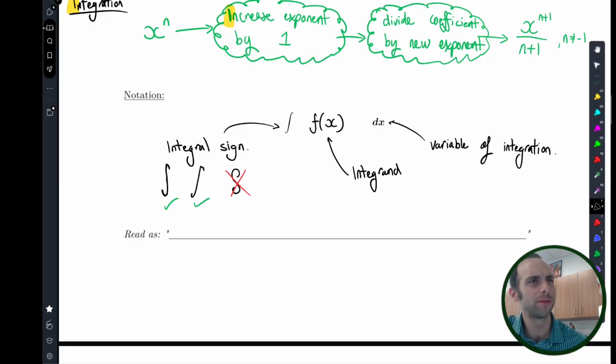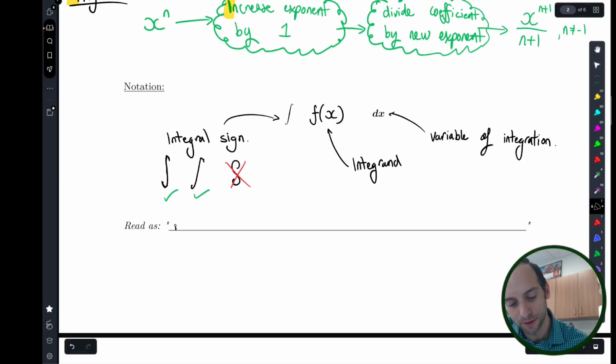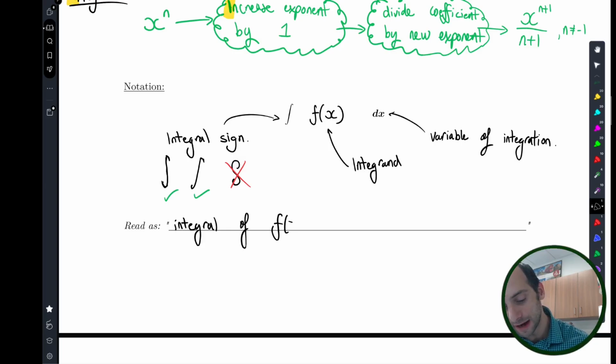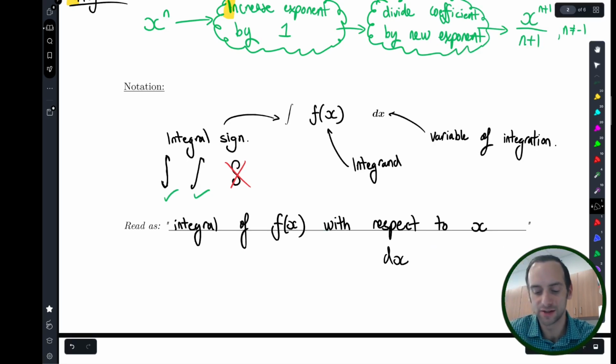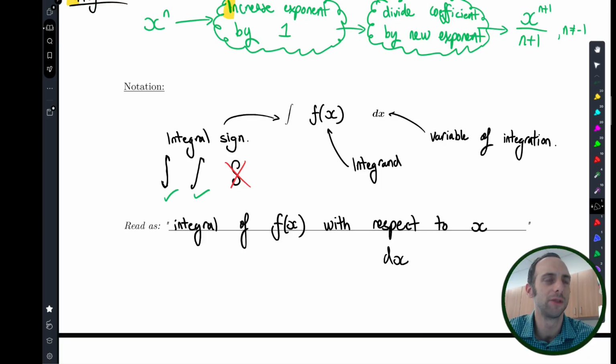And how do we communicate this verbally? It's very simple. We just say integral of f of x. We can say with respect to x. That's what the dx is telling us. Or we can just literally read it as it says. We can just read it as dx if we prefer, for this last part right here. So integral of f of x dx or integral of f of x with respect to x is the same communication. All right, that's a lot of theory.